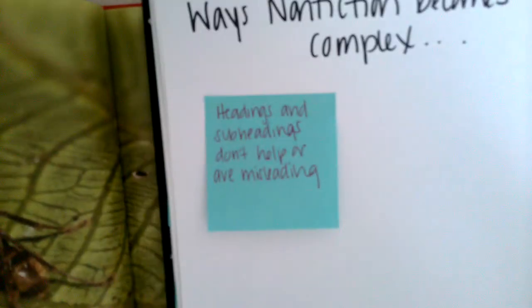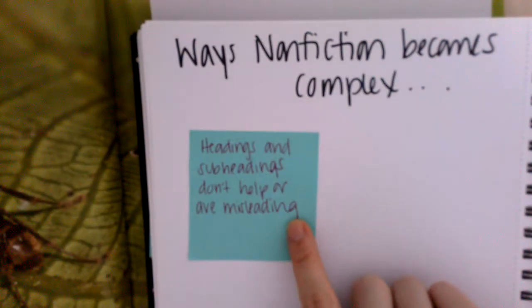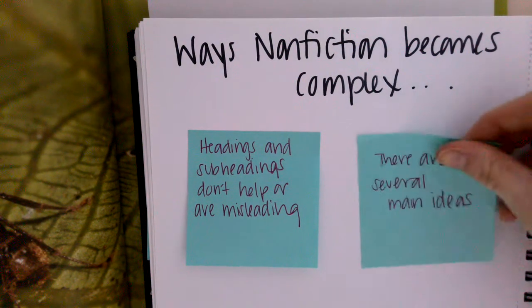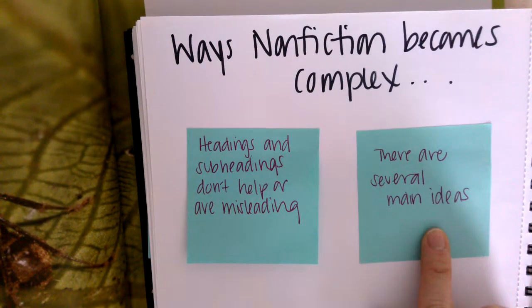But I've read a little bit more into this book, and that's not always the case. So sometimes it's clear cut, other times it's not, so we have to be a little mindful of this. Something else too, there are several main ideas. So there's not just going to be one answer to what the text is teaching.